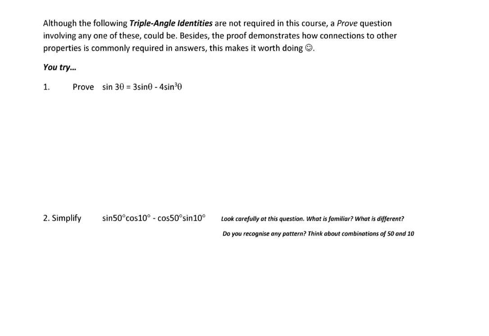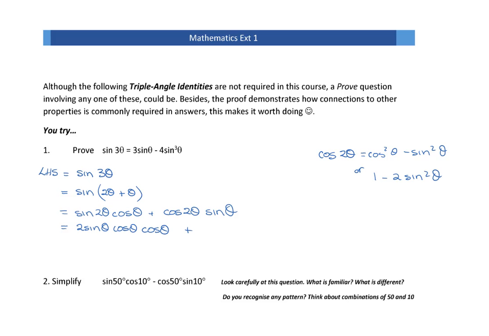So the first one is prove that sine 3 theta is this, 3 sine theta minus 4 sine cubed theta. Like I said, that is an identity. However, you're not required to know it, but we should be able to prove it. So we know that we would start with the left-hand side and hopefully be able to work it through and get it into the right-hand side. So let me just explain where these 4 lines have come from.